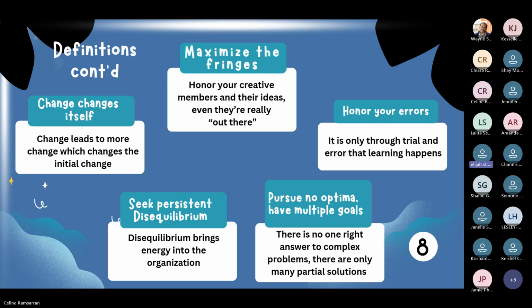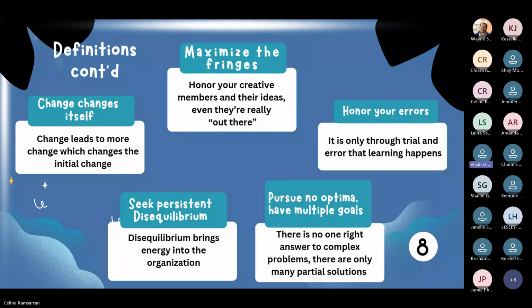Seek persistent disequilibrium. When we talk about disequilibrium, we talk about a state of imbalance or chaos. And I know at some point you would think that we would not want chaos or problems within the organization, but it is necessary that we have some sort of disequilibrium in order to promote growth within the organization. It allows members of the organization to grow, see and reflect, and that brings change within the organization and probably in a positive light.